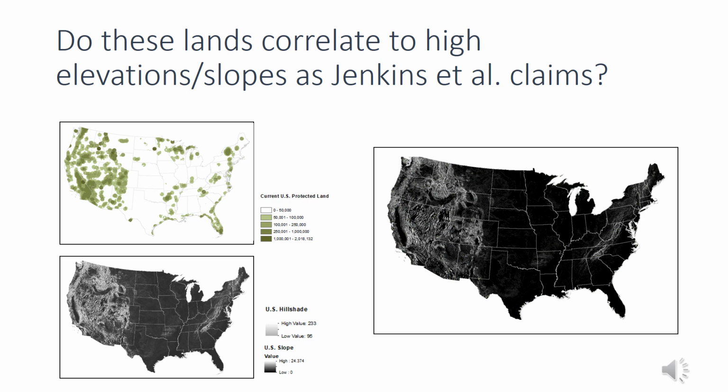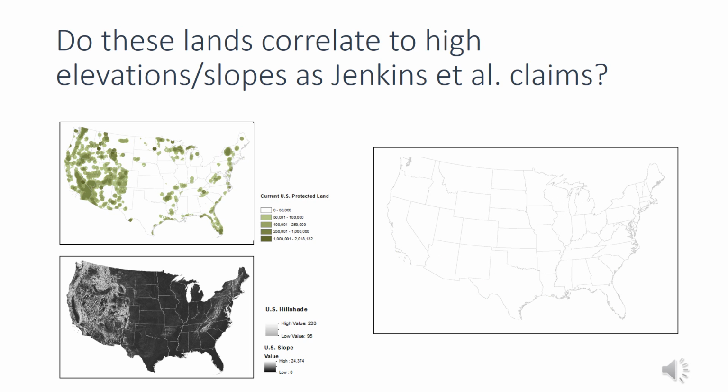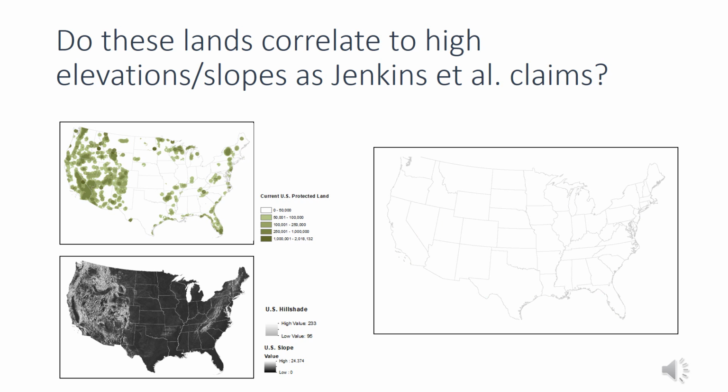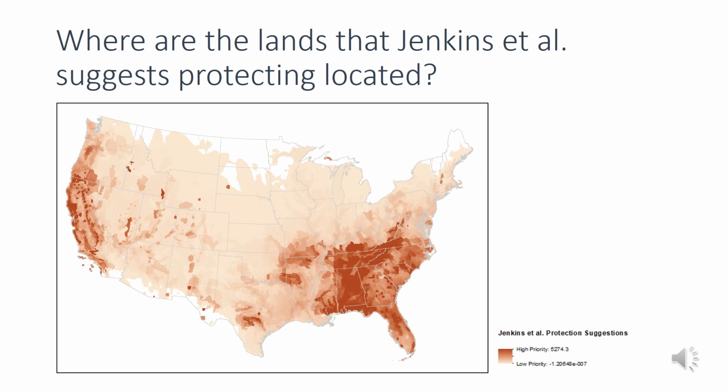This map shows the relationship between the slope and hillshade of the United States and the lands we currently have protected. As you can see, most of our protected lands fall on a sloped landscape. This map shows the priority conservation areas outlined by Jenkins et al. As you can see, most of the priority conservation areas lie along the west coast and the southeast.